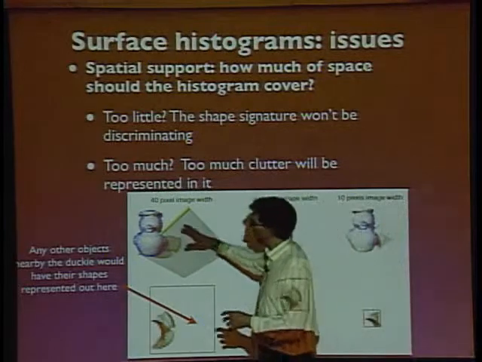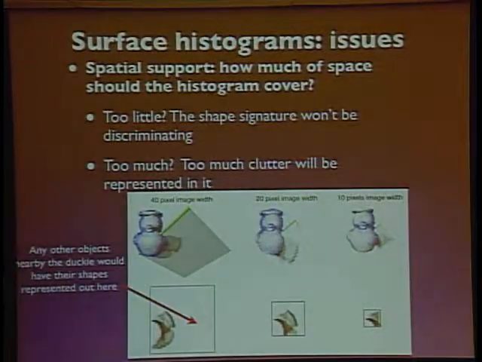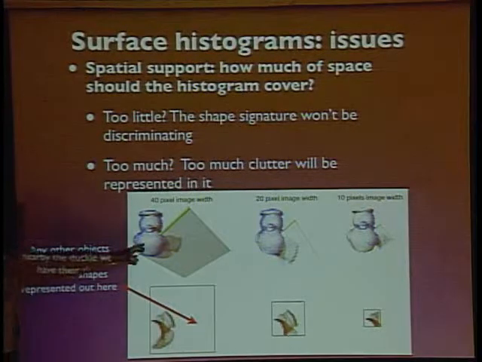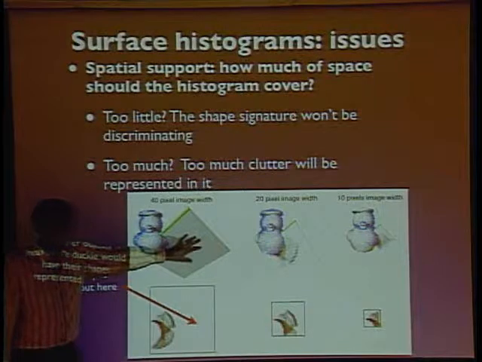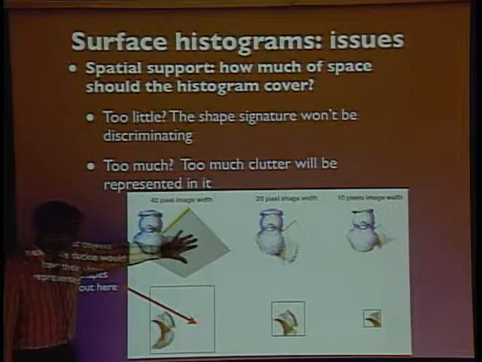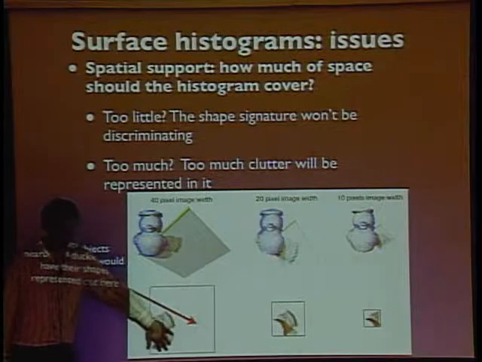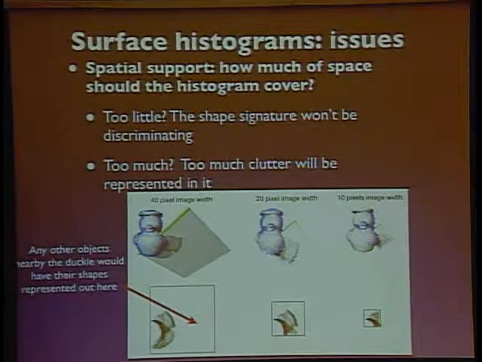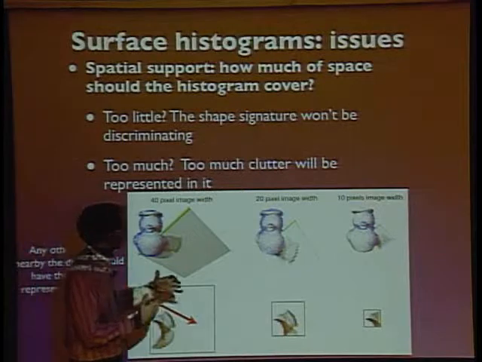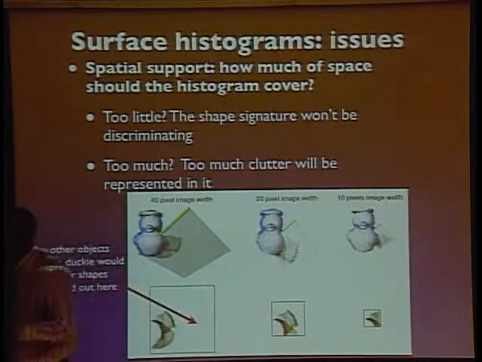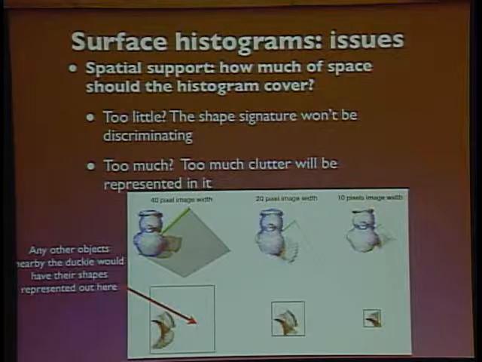Meanwhile, if you cover too much of space, then clutter can insert itself into your shape histogram. In particular, if your object is sitting next to a pelvis over here, then a lot of your shape signature is going to be made up of pelvis points as opposed to rubber ducky points. So as engineers, we try to hit the sweet spot of including enough shape information that we have a high probability of getting a distinctive shape signature, while at the same time not making them so big that we include lots of clutter into every shape representation.